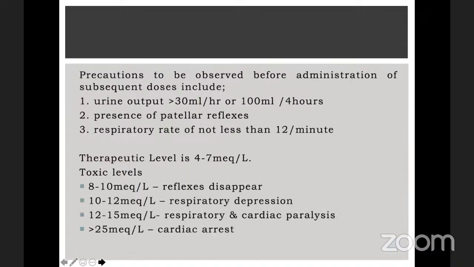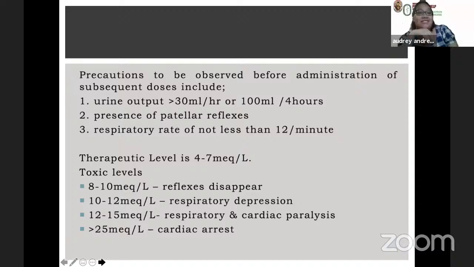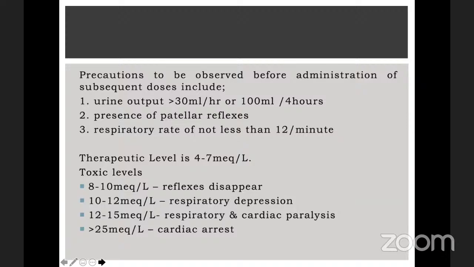Precautions to be observed before administration of subsequent doses include urine output, it's in your slides. Urine output greater than 30 ml per hour or 100 ml per 4 hours. Presence of patellar reflexes. Respiratory rate not less than 12 per minute. Therapeutic level is 4 to 7. Toxic levels: 8 to 10, reflexes disappear. 10 to 12, respiratory depression. 12 to 15, respiratory and cardiac paralysis. And greater than 25, cardiac arrest.